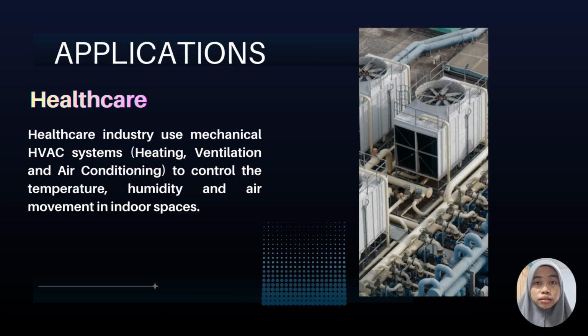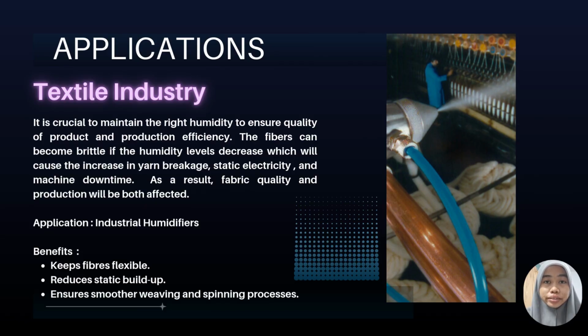Last but not least, application of humidification can also be found in the textile industry. In the textile industry, maintaining the right humidity is essential for both product quality and production efficiency. When humidity levels drop too low, fibers become brittle, leading to increased yarn breakage, static electricity and machine downtime. This not only affects fabric quality but also slows down production. To prevent this, many textile facilities use industrial humidifiers to maintain optimal relative humidity, typically around 60 to 70%. This keeps the fibers flexible, reduces static build-up, and ensures smoother weaving and spinning processes.